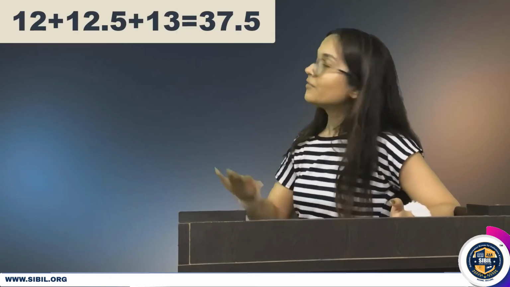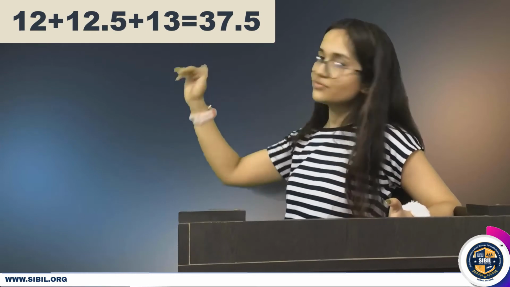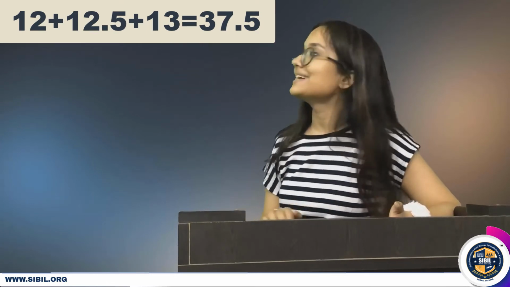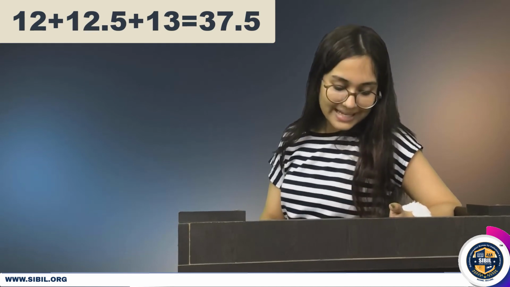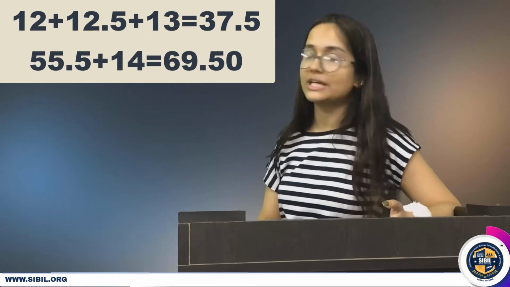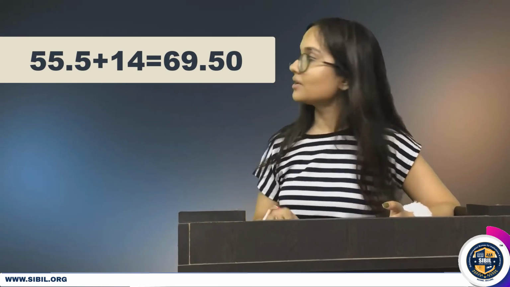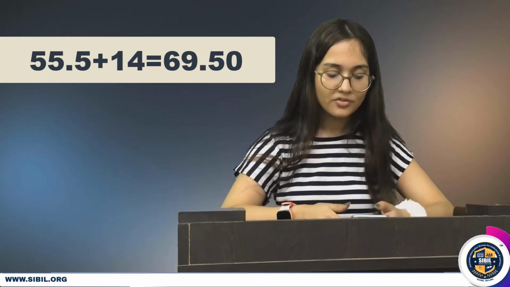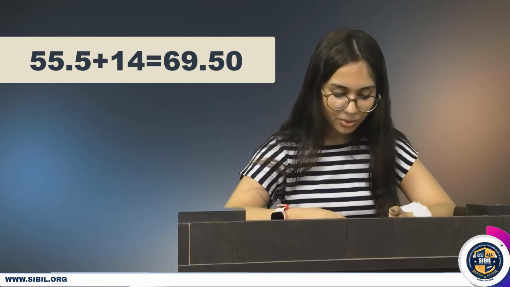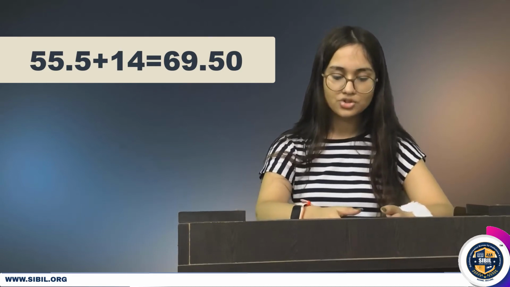So for this, what we need to do is answer and add the following questions. Now 12 plus 12.5 plus 13 will give you 12.5, thus 50 paise will remain the constant. The rest will make out to be 25, so it's 25.5. The next will be 55.5 plus 14. So 0.5 will remain the constant, 5 plus 4 will give you 9, while 5 plus 1 will give you 6. So the answer will be 69.50. Similarly, you need to do the rest of the questions.